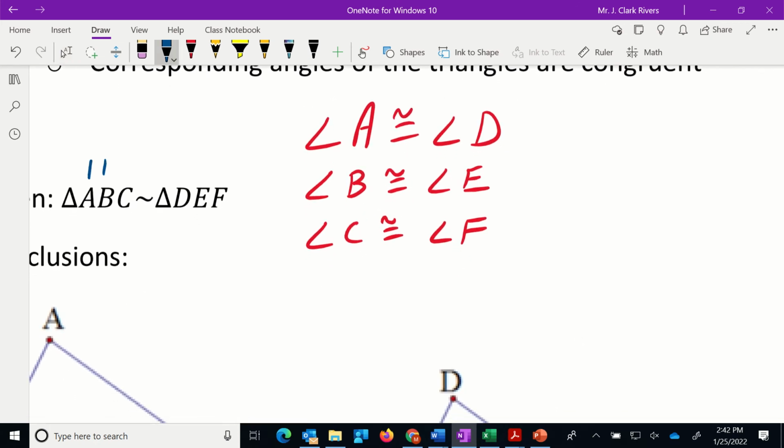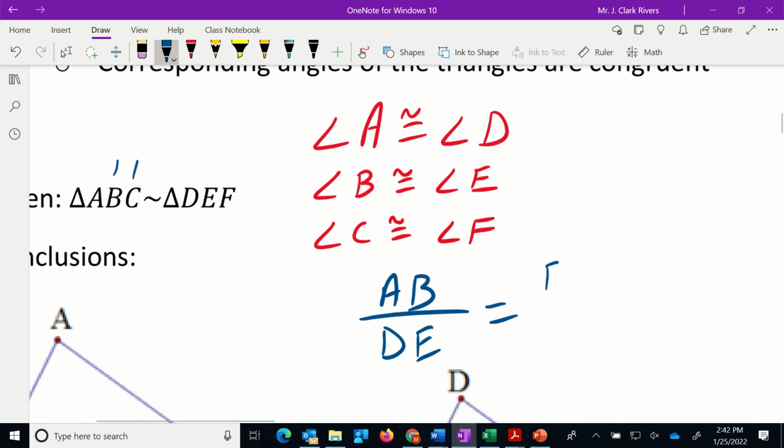So AB, that's first and second. What does it correspond to? DE, first and second. So AB over DE is equal to, all right, let's keep going here. I did triangle on the left over triangle on the right, so I got to keep going that way. You could have gone triangle on the right over triangle on the left, but however you start, you got to finish that way. BC is second and third over EF is second and third.